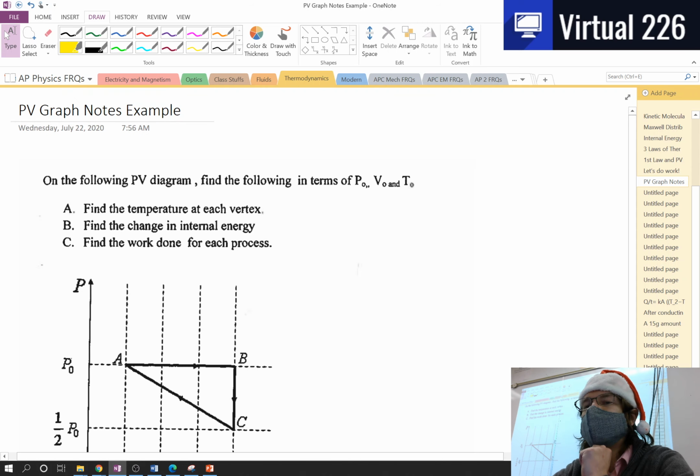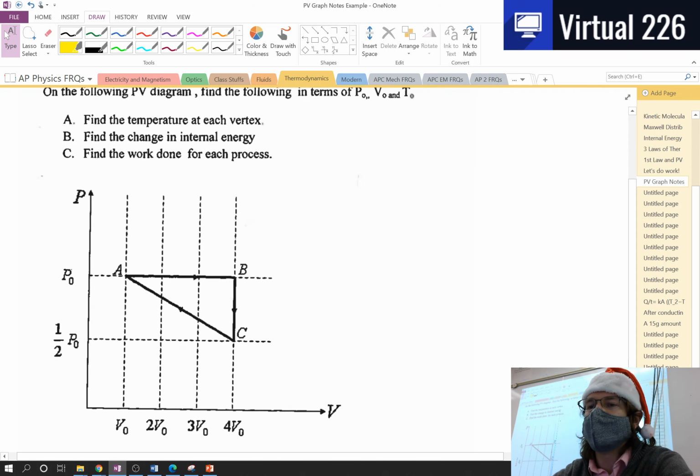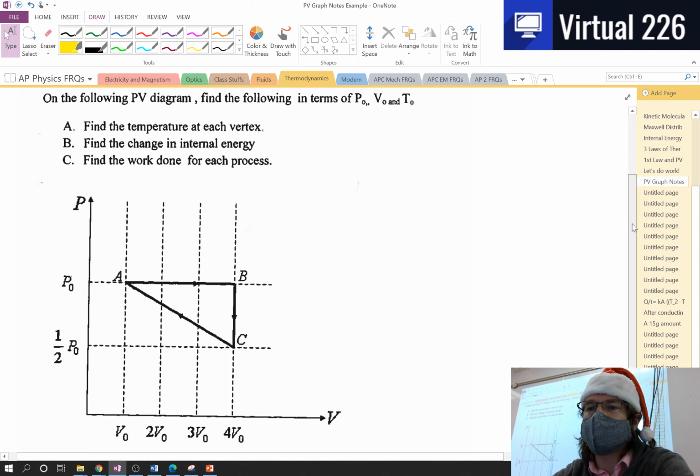Okay, so we're looking at a PV graph in our notes. And in this PV graph, we're looking for three things. We're finding the temperature at each vertex of the graph, the change of internal energy over each of the processes, and then how much work is done for each process. And then we'll actually use that to find the total work done in the graph.